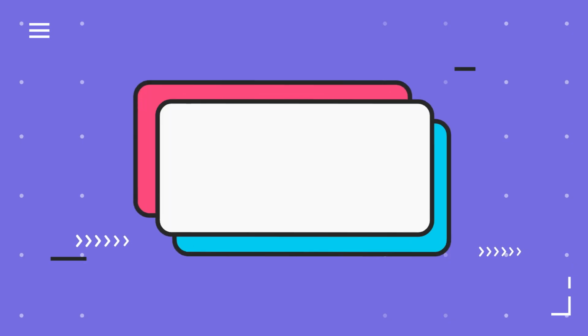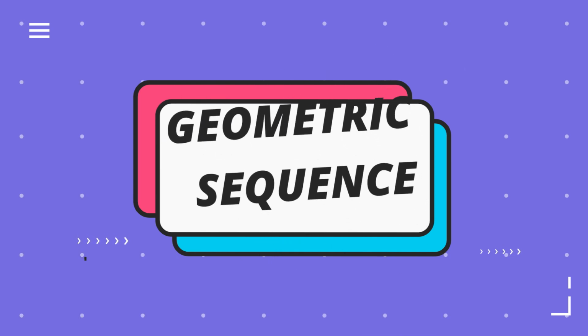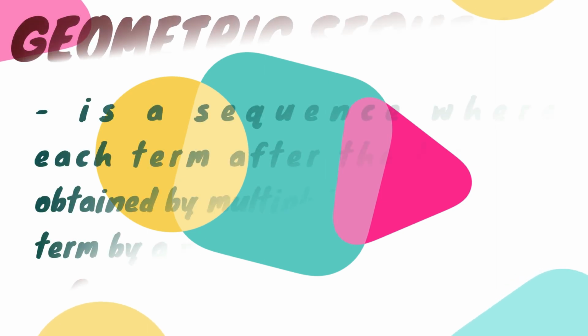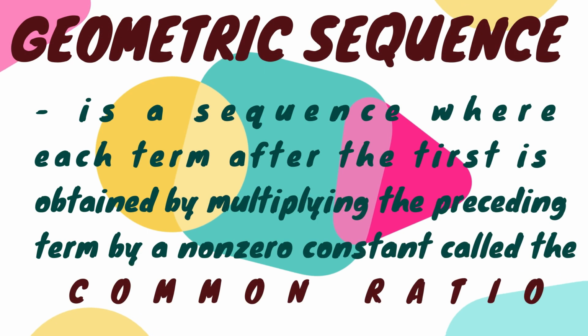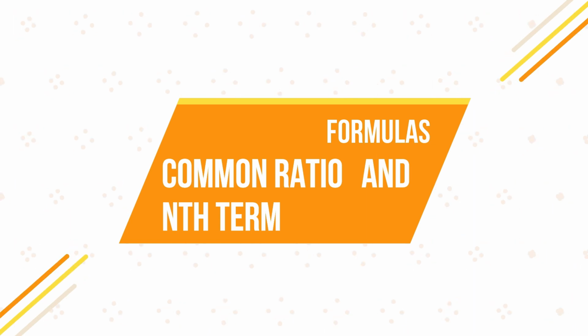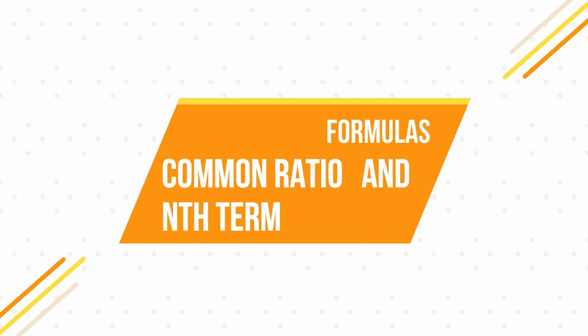For today's video, we're gonna show how to solve a geometric sequence. When we say geometric sequence, it is a sequence where each term after the first term is obtained by multiplying the preceding term by a non-zero constant, and it is called the common ratio. We have the formula in obtaining the common ratio and the nth term in a geometric sequence.